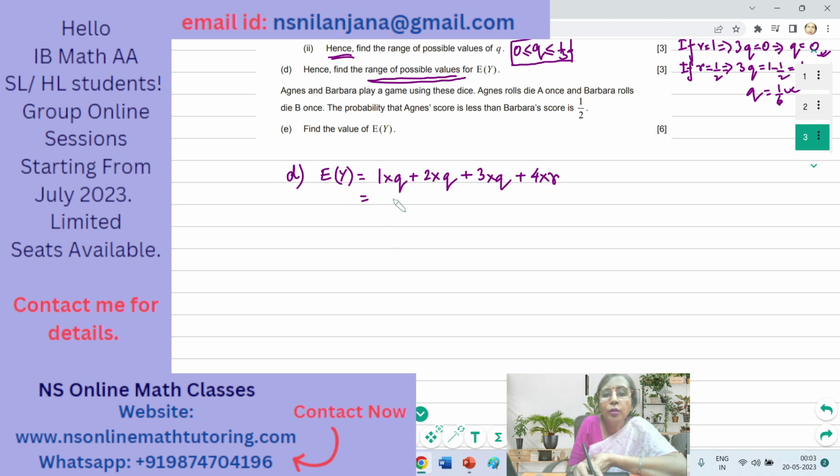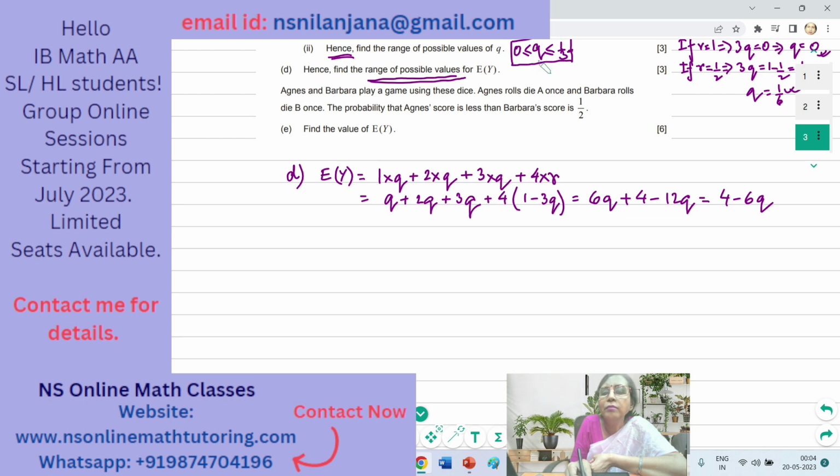So this is Q plus 2Q plus 3Q plus 4 times (1 minus 3Q), which is equal to 1 plus 2 is 3, 3 plus 3 is 6, plus 4 minus 12Q, which is 4 minus 6Q.